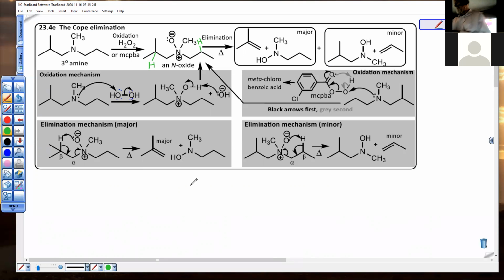Hydroxylamine is the side product. And I don't think I labeled those anywhere, did I? These are N-hydroxylamines.